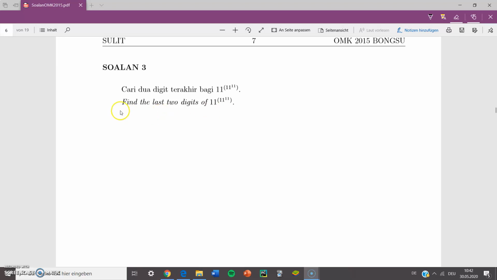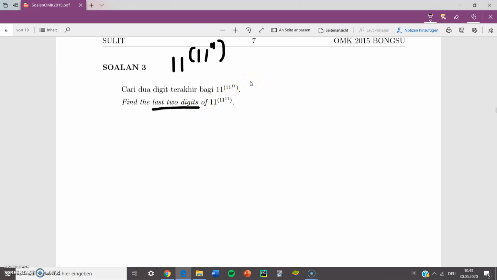So okay, let's see what the problem tells us. Very deceptively simple, because there's just one short sentence right here. Find the last two digits of 11 to the power 11 to the power 11. So this is a very big number. As you might guess, this is very astronomical. So we want the last two digits of 11^(11^11).